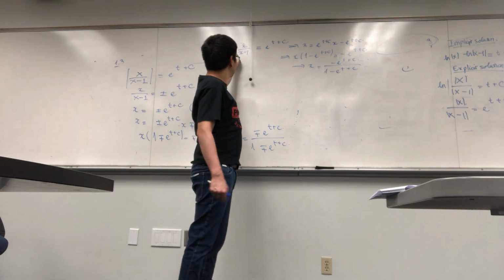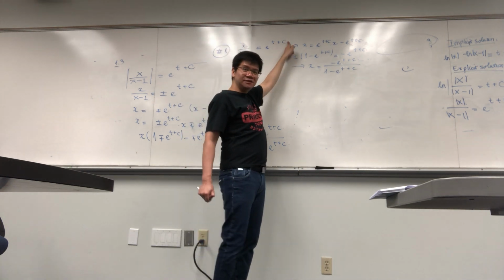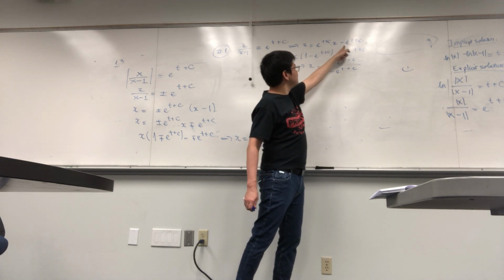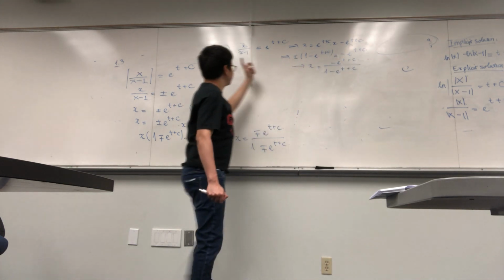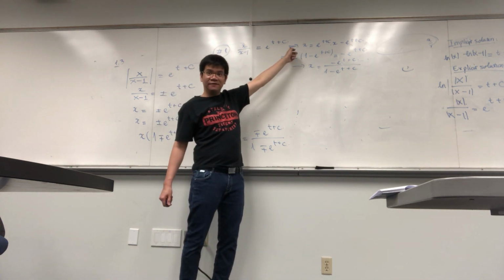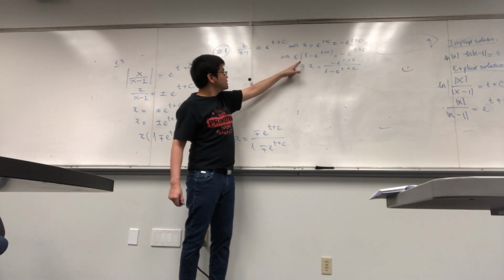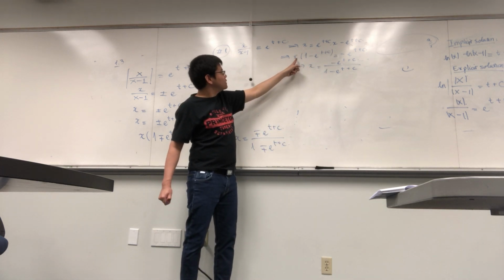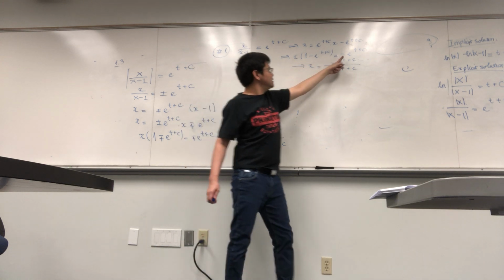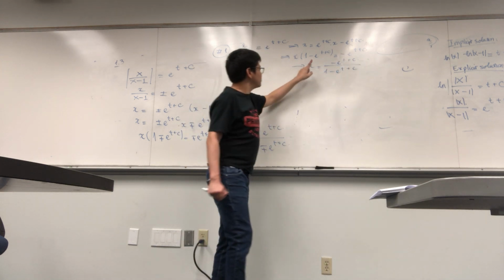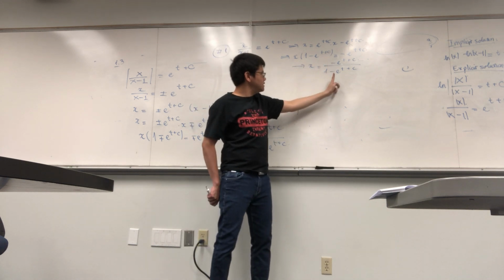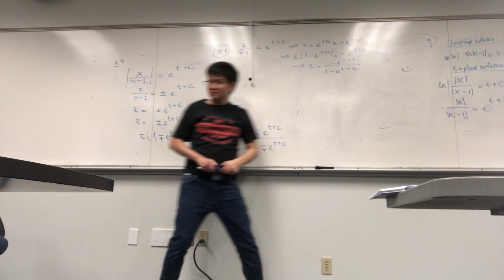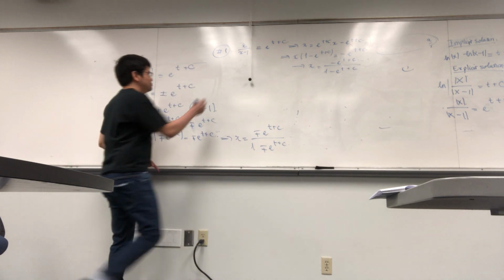The first case, x over x minus 1 is e^(t+c), which means that x is e^(t+c) times (x minus 1), right? Because I multiply x minus 1 to the right hand side. So now I'm going to put x to the left hand side, so I'm going to have x(1 minus e^(t+c)) is minus e^(t+c), right? So I divide by 1 minus e^(t+c), and I get x is minus e^(t+c) over 1 minus e^(t+c), right?